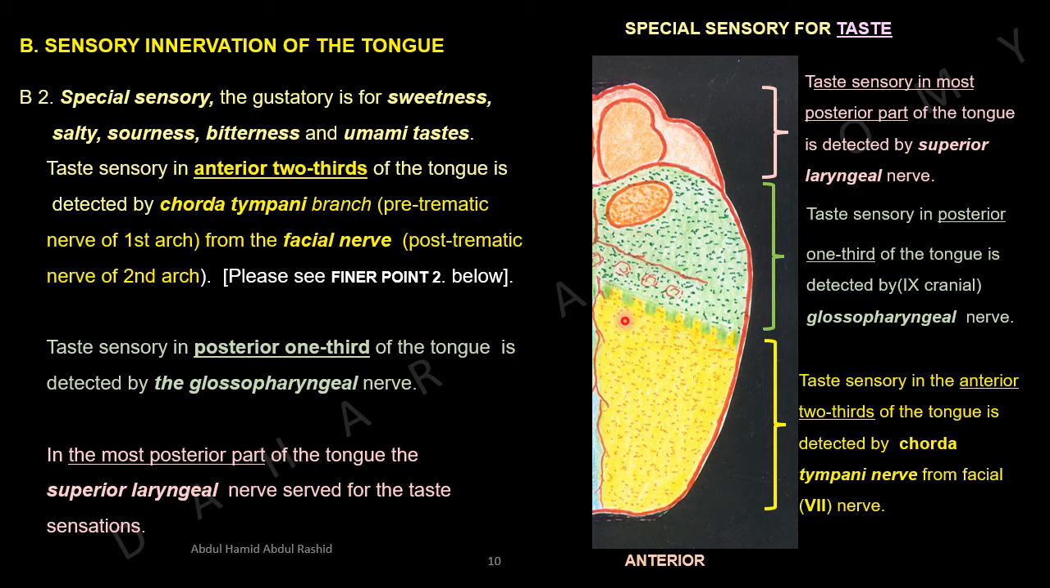Taste sensation in the posterior one-third of the tongue is detected by the glossopharyngeal nerve. In the most posterior part, the taste sensation is detected by the superior laryngeal nerve. Here you can see taste sensation in the anterior two-thirds is detected by the chorda tympani nerve, branch of the facial nerve, and posterior one-third taste is carried by the ninth cranial nerve, the glossopharyngeal nerve. Most posterior part taste is detected by the superior laryngeal nerve.